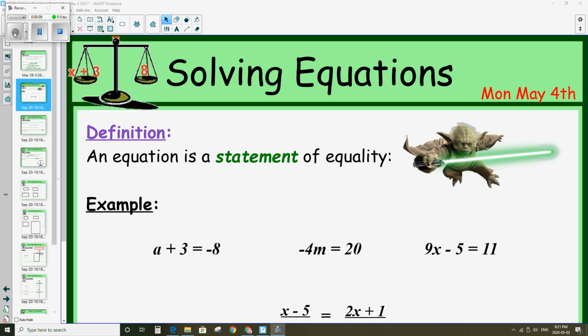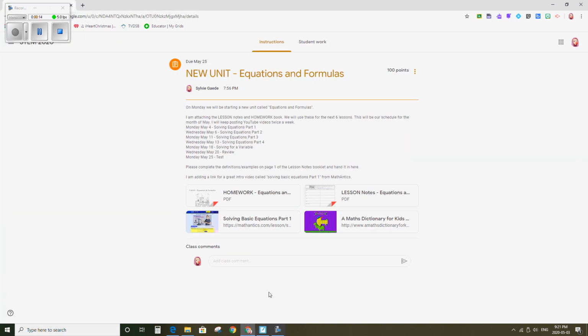We are starting the solving equations unit, which is going to take us, how many? 1, 2, 3, 4, 5, 6 days. And on the seventh day, we are going to write a quiz.